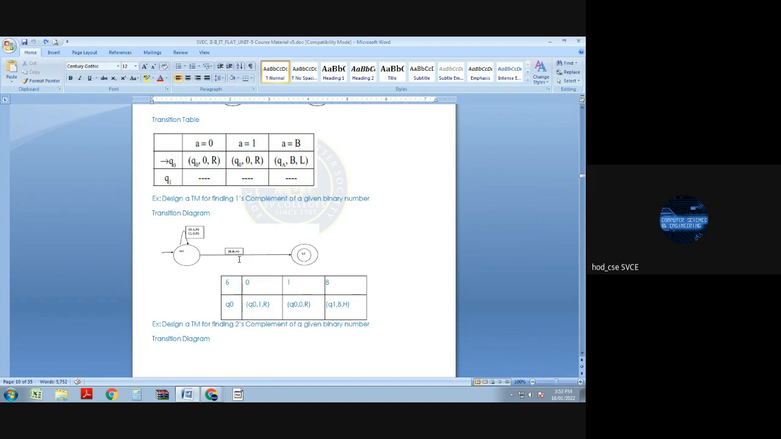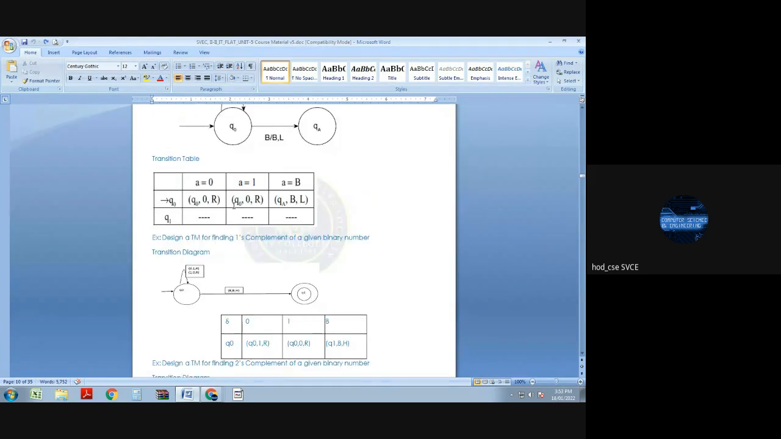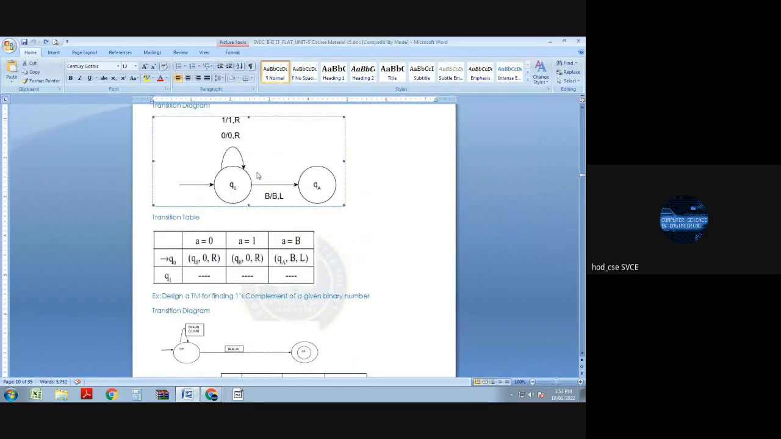Is it clear, ma'am? Either you can represent by using a transition diagram or by using a transition table, we can represent the Turing machines.